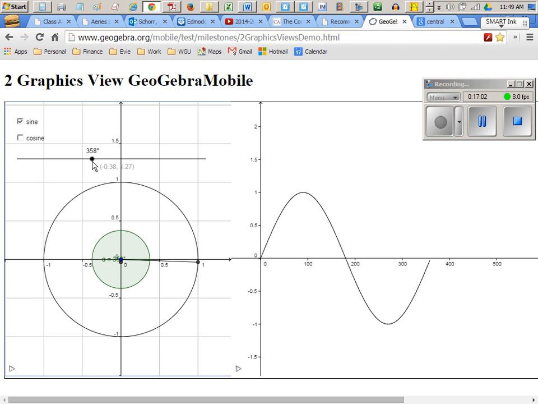Okay? So you can see all three phenomena going on at the same time, right? My point is moving around the circle. Look at the little red segment on the left. That's exhibiting just good old repetitive up and down motion. And the right side is tracing out a wave. See all three working together? Pretty neat.